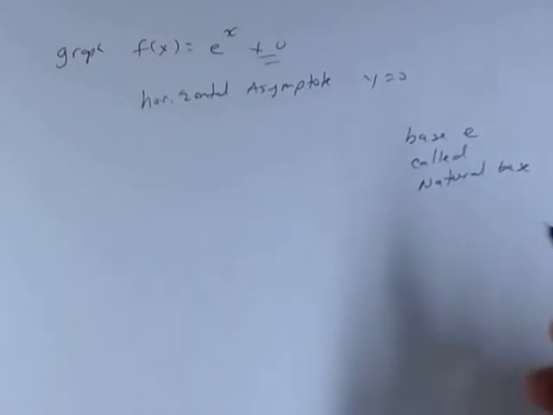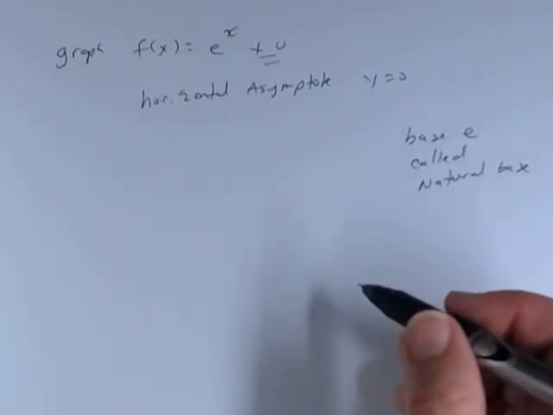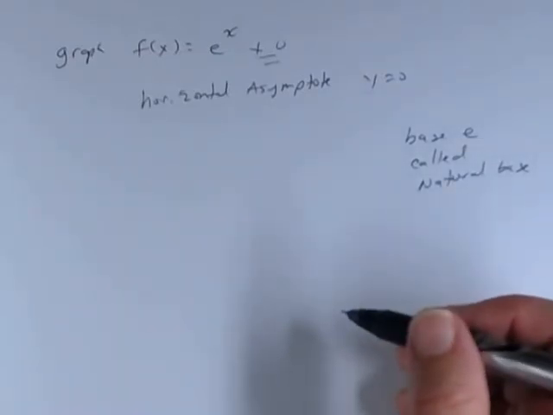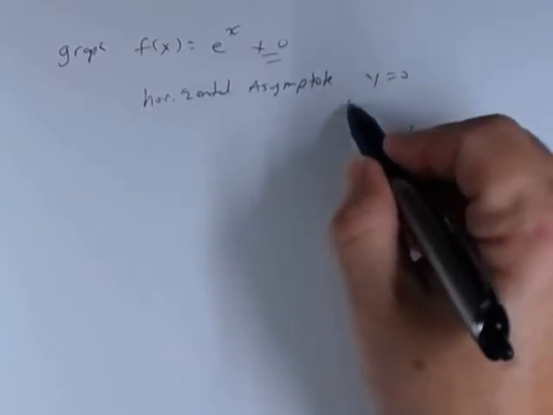X-axis. Origin is a point. Y equals 0 is not a point. Y equals 0 is a line. Okay, there's a difference between the two. So our x-axis.